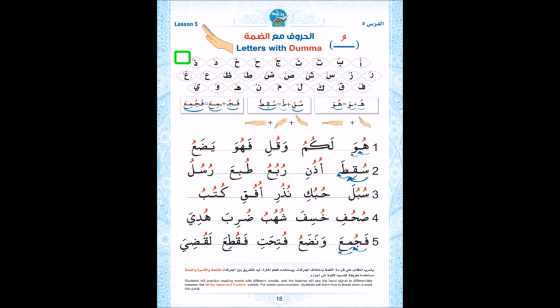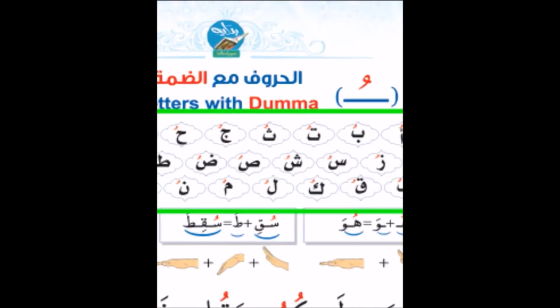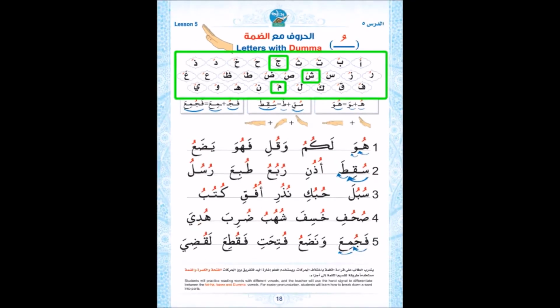As usual, the dars opens with all of the letters of the alphabet illustrated with the Damma on top. So the student will begin by practicing each and every letter with the Damma by saying its name and then its sound. For example, Jim, Damma, Ju. Sheen, Damma, Shu. Mim, Damma, Mu. And so forth for all the letters.